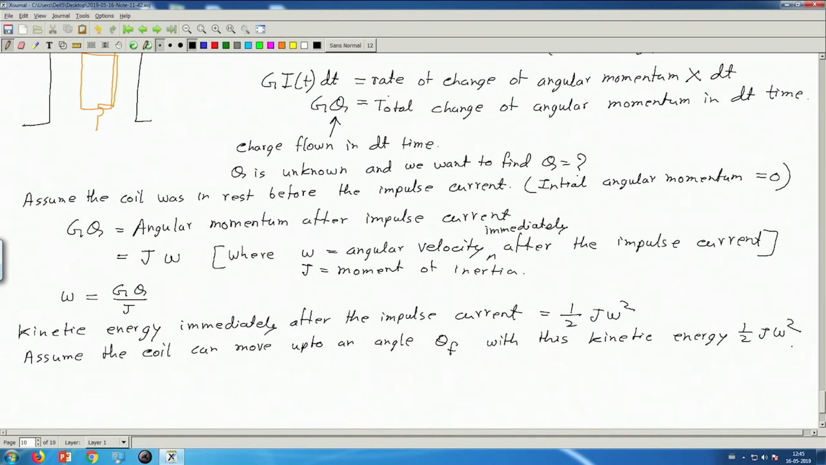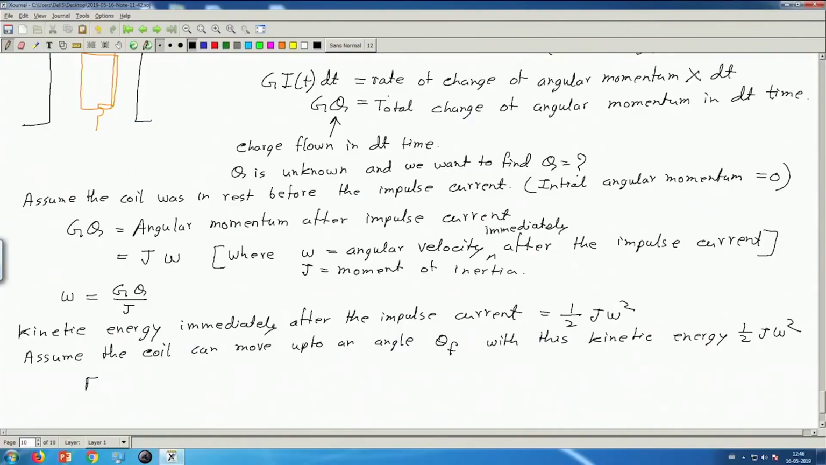Okay. So, as the coil is moving, as theta is increasing, this kinetic energy will be used, and that will get converted into the potential energy of the spring, and the potential energy of the spring is given as half k theta square. So, at its final position, when the pointer stops, the kinetic energy will become 0, and the potential energy will become the same as the initial kinetic energy, because the entire kinetic energy will be converted into potential energy.